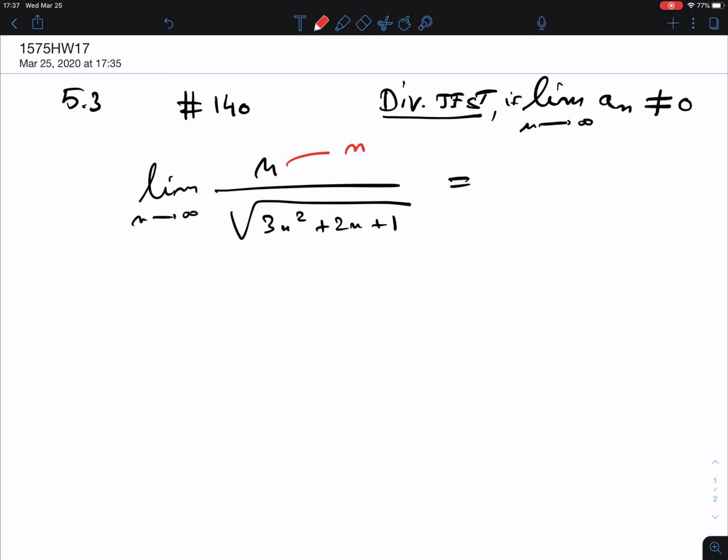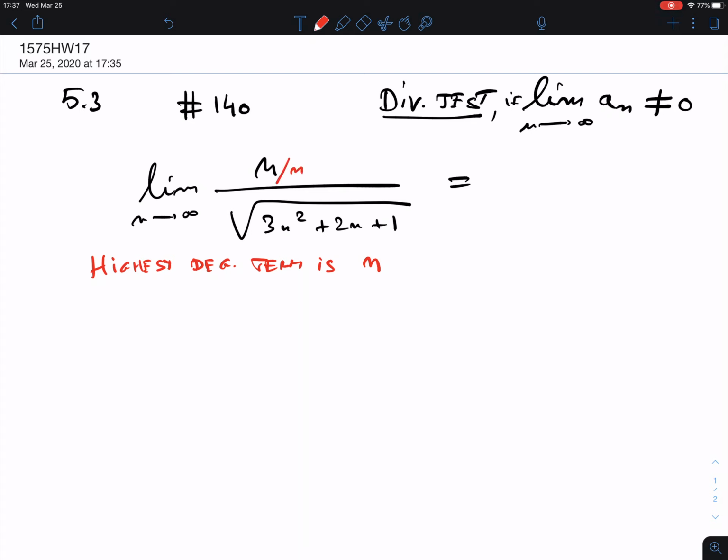The highest degree on top is, of course, n. You might say the highest degree at the bottom is n squared, but no, it's under the radical. It's the radical of n squared, which is just n. So in both cases, the highest degree term is n. It's obvious for the top, but for the bottom it is because we take the square root of n squared.